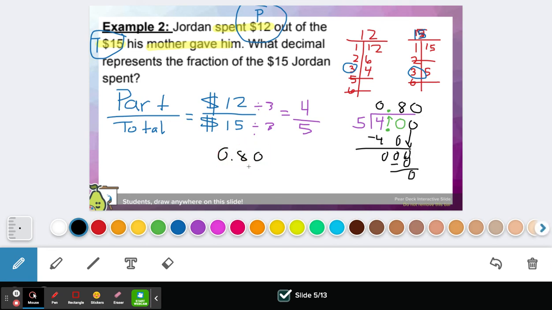So 0.80, or eighty hundredths. Okay? So make sure you have this and move on to the next part.